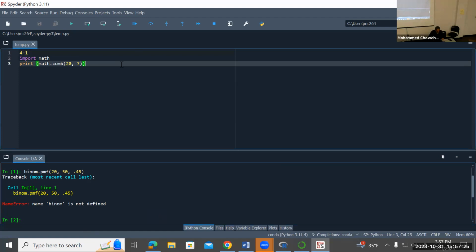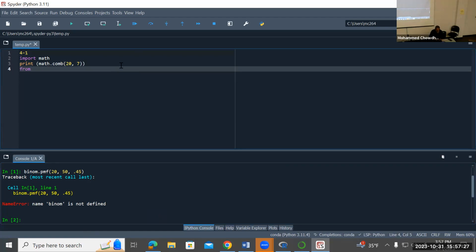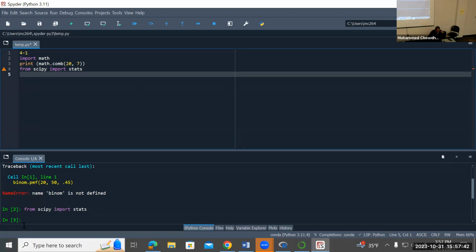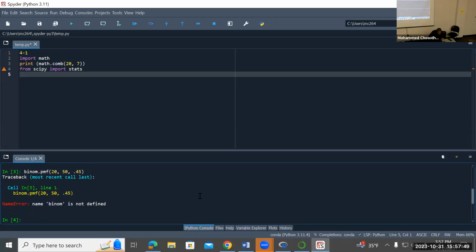Okay, so from SciPy import stats. After using this, then you have to use this one, right? Now it will work. Stats goes in front of it. Are you seeing?